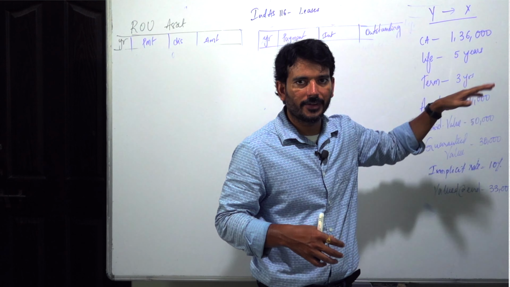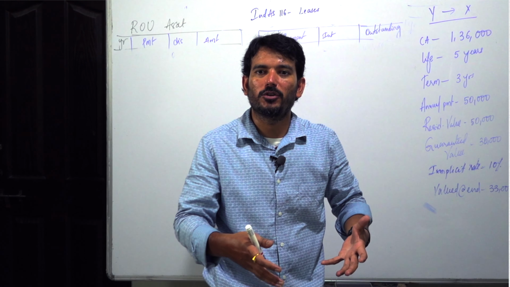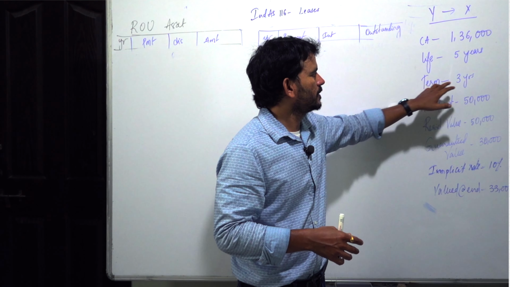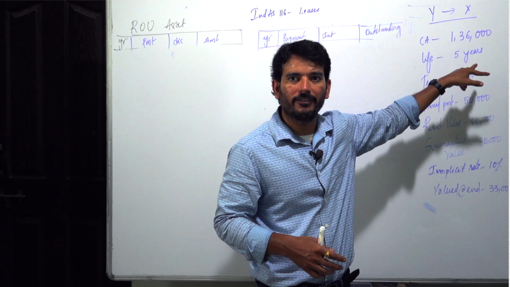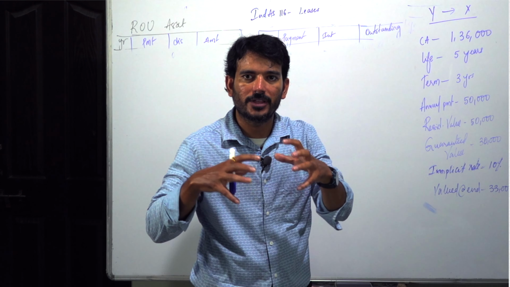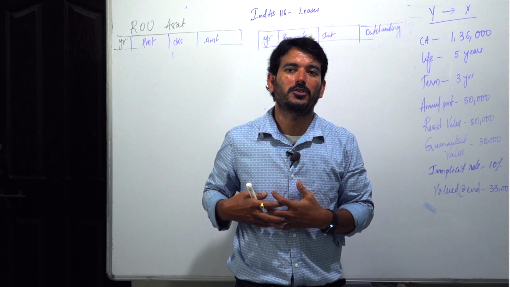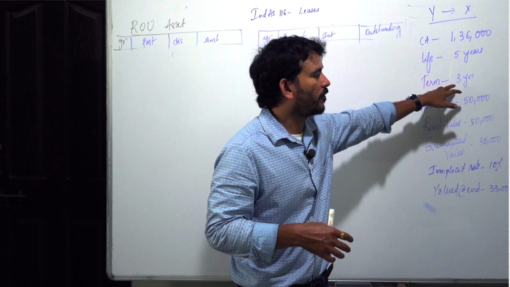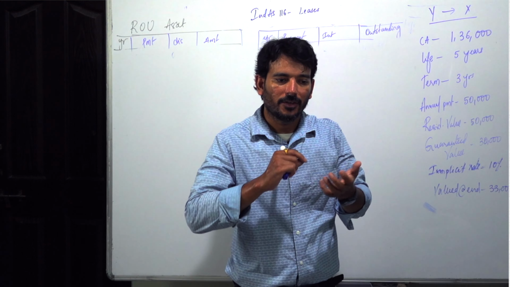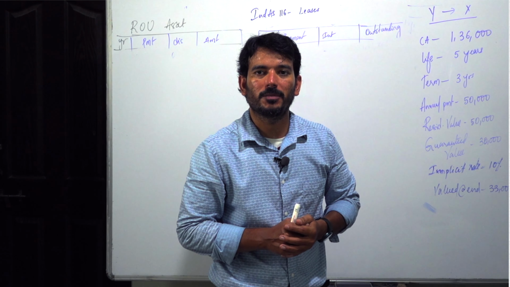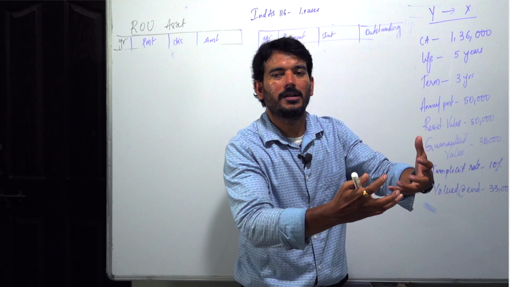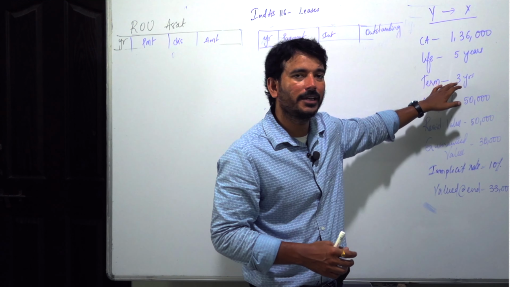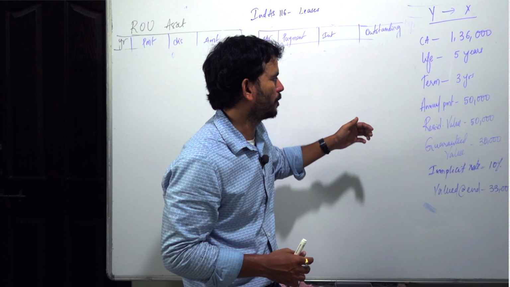The life is 5 years, so I am estimating that the life of the asset would be 5 years. Term is 3 years. So the difference between these two is, the life of 5 years is the life of the asset which I'm expecting in the lessor's books of accounts. The term of 3 years signifies that when I'm entering into a lease contract with my lessee, I'm entering it for 3 years. So when we are looking at it from the lessee's point of view, we'll be considering 3 years here for our calculation purpose.